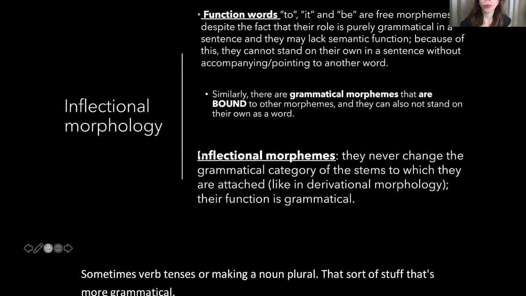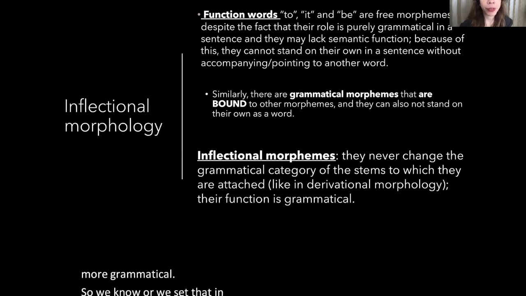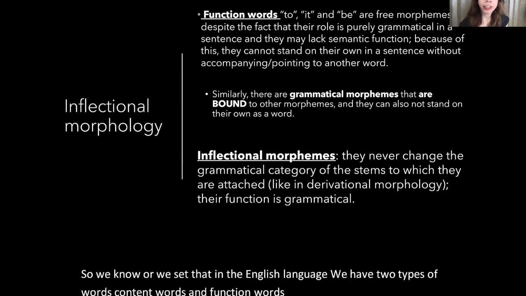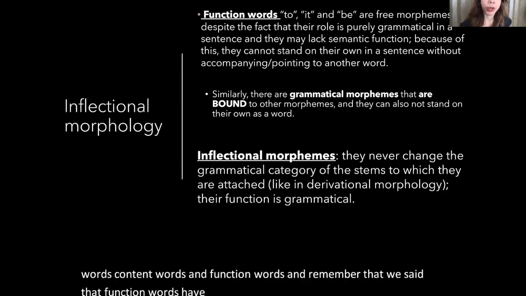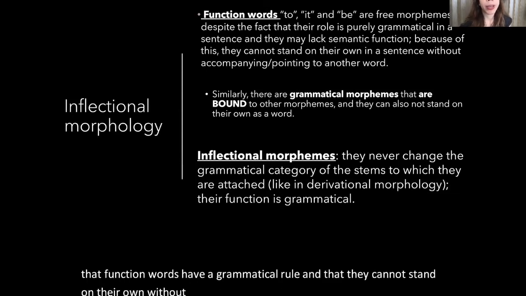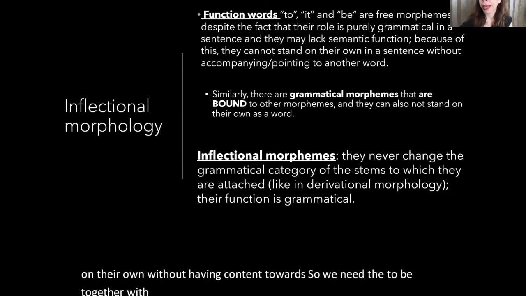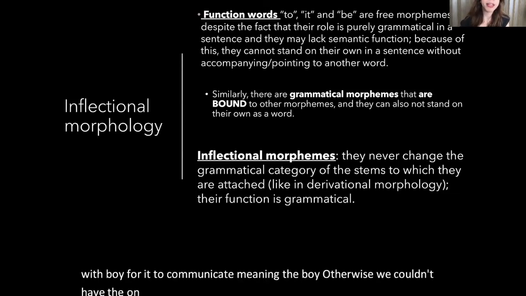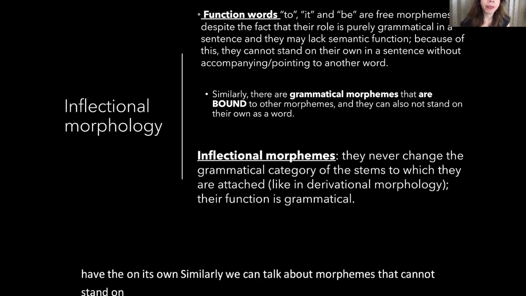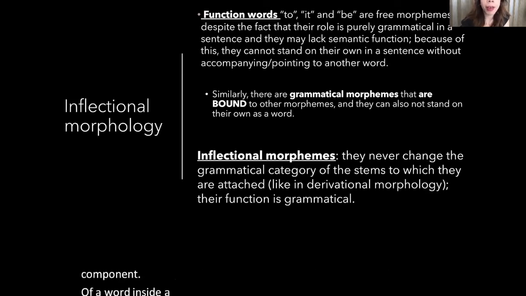We said that in the English language, we have two types of words, content words and function words. And remember that we said that function words have a grammatical role and that they cannot stand on their own without having content words. So we need the to be together with boy for it to communicate meaning, the boy. Otherwise, we couldn't have the on its own. Similarly, we can talk about morphemes that cannot stand on their own, but need to be attached to another component inside a word so that they can communicate meaning.